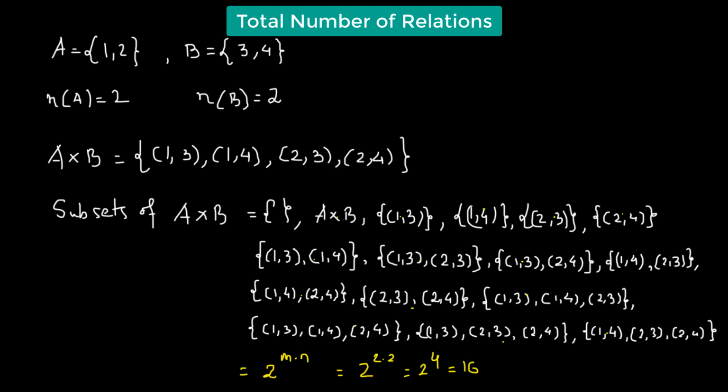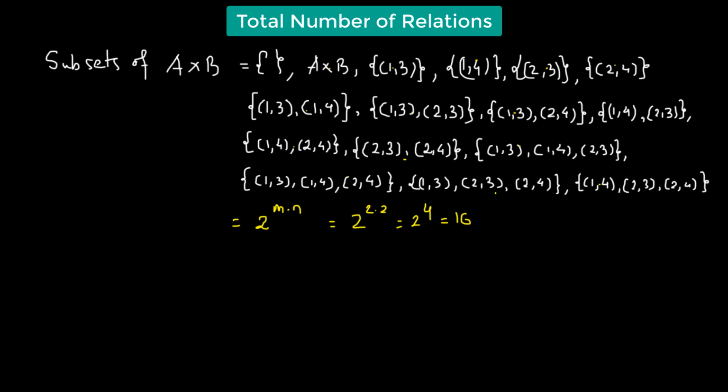Since we know that the total number of relations that can be formed from the Cartesian product of A and B is simply equal to the number of subsets of A cross B, we can say the total number of relations that can be formed is equal to 16.